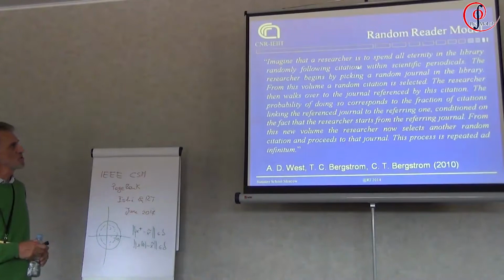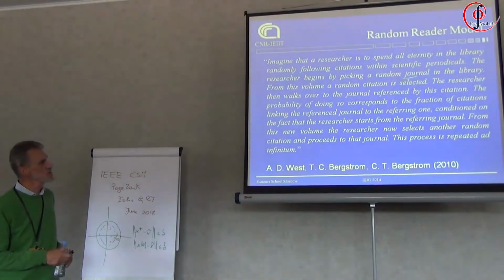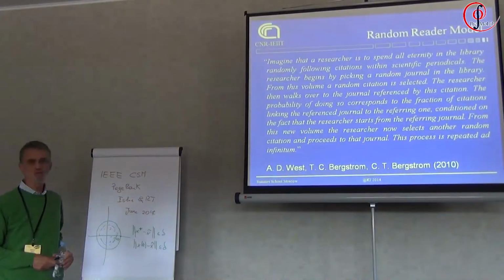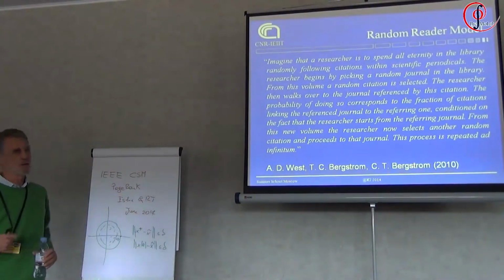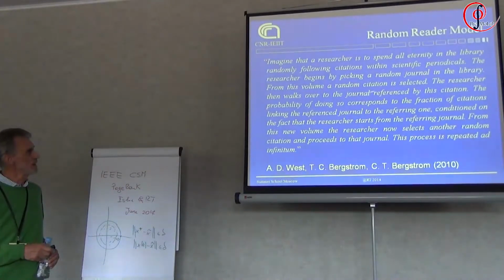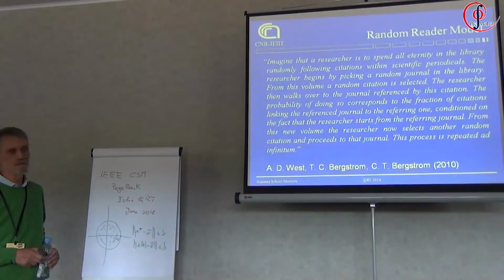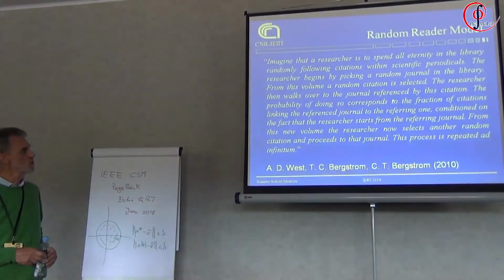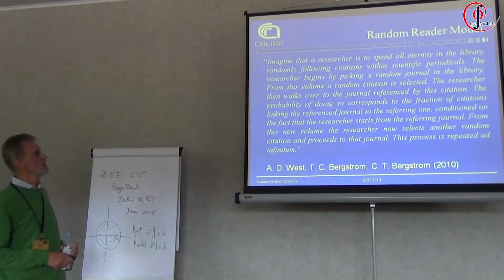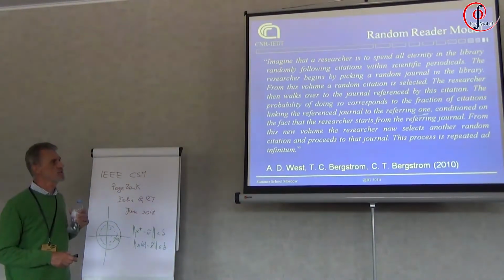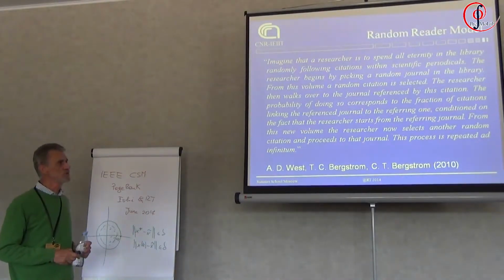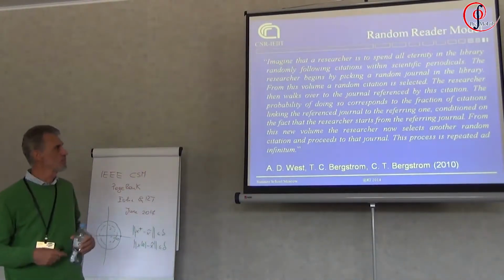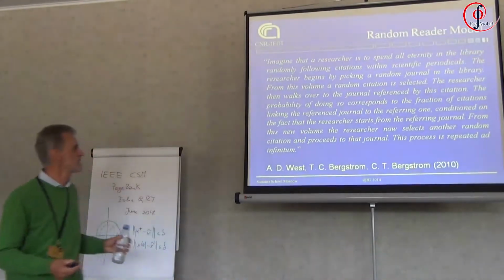Imagine that a researcher is to spend all eternity in the library, randomly following citations within scientific periodicals. The researcher begins by picking a random journal in the library, and then from this volume, a random citation is selected. The researcher then walks over to the journal referenced by this citation. The probability of doing so corresponds to the fraction of citations linking the referenced journal to the referring one, conditioned on the fact that the researcher starts from the referring journal. From this new volume, the researcher now selects another random citation and proceeds to that journal. This process is then repeated ad infinitum.